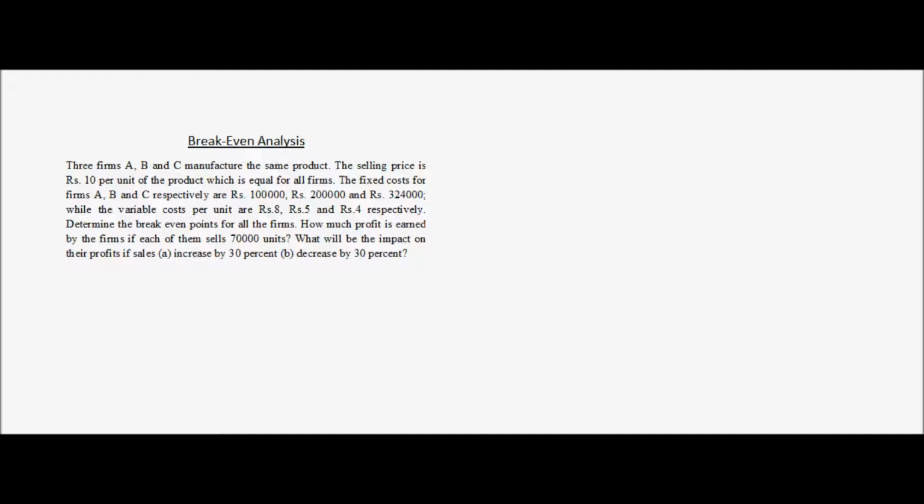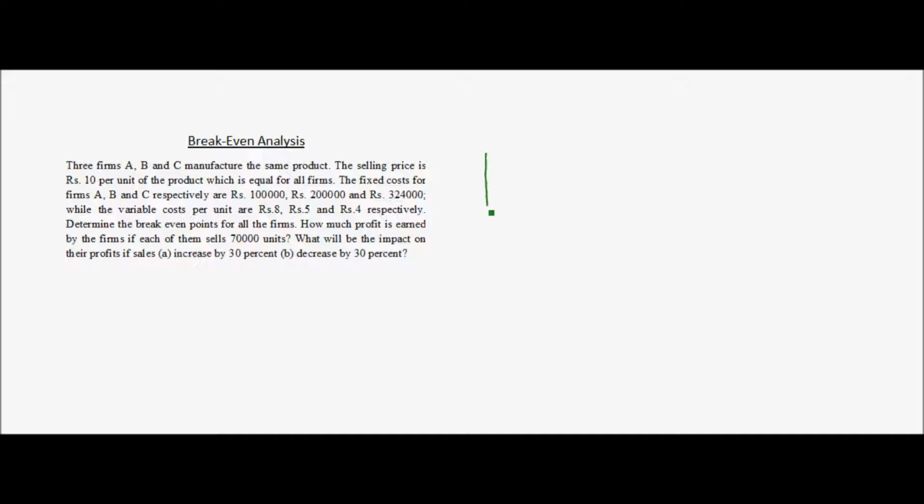Determine the break-even points for all the firms. How much profit is earned by the firms if each of them sells 70,000 units? What will be the impact on their profits if sales increase by 30% and decrease by 30%? So let us understand this example in more detail.